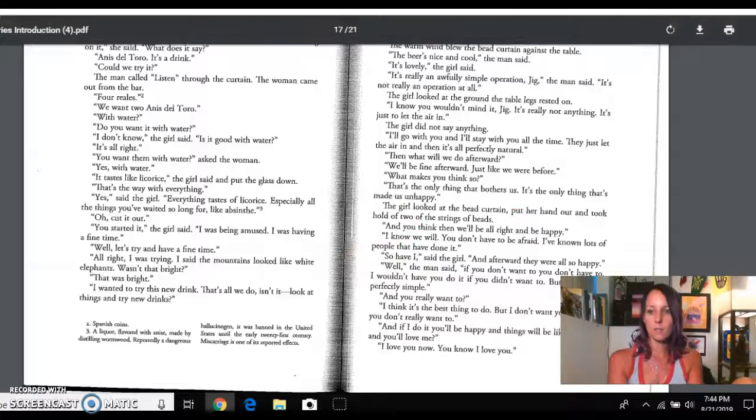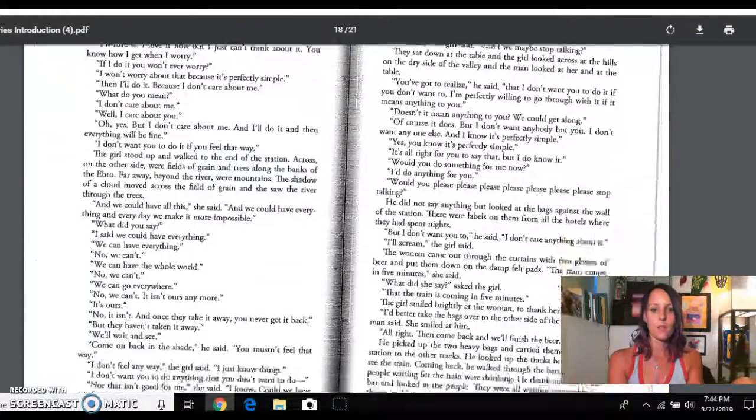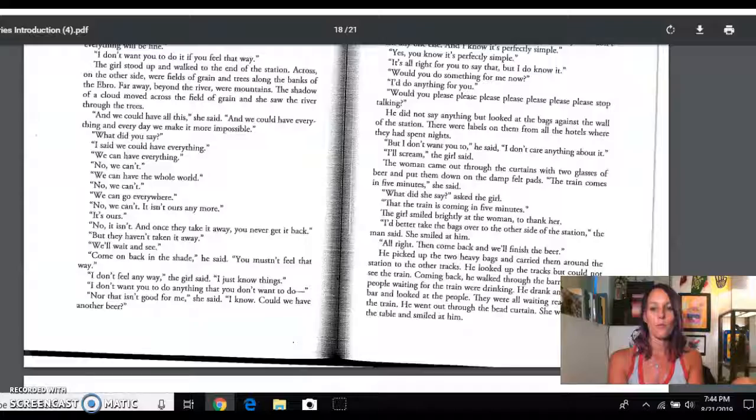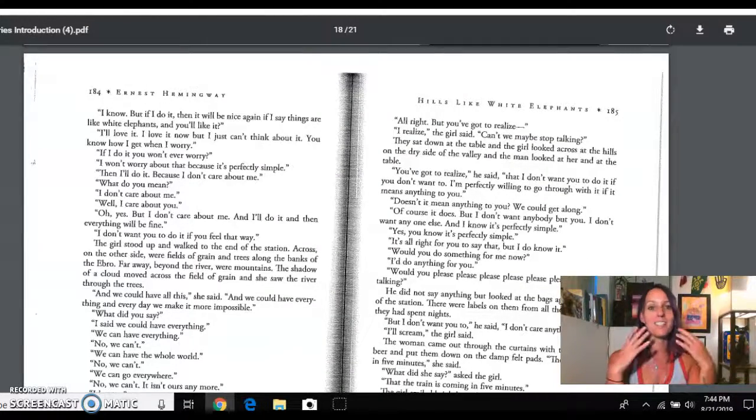But there's 3 pages. Let's see. I'm going to scroll down just a little bit and see. 4, 5. So 5 pages. We're moving up in the world. We're moving on to an even longer short story, and it's 5 pages long.